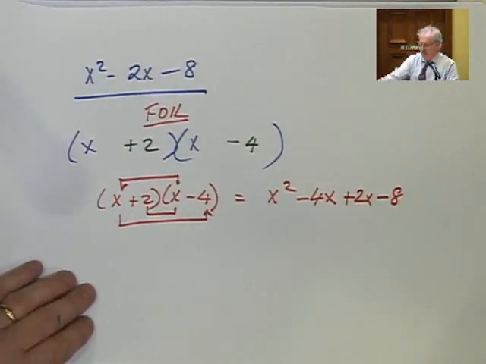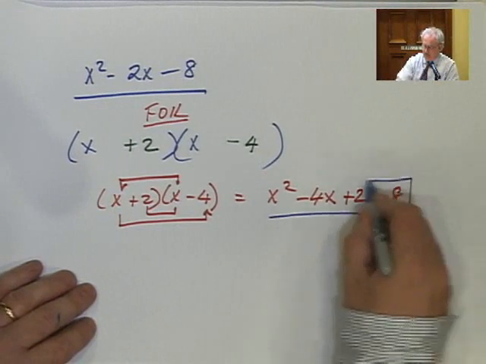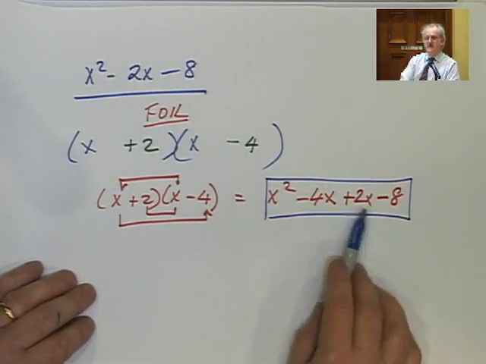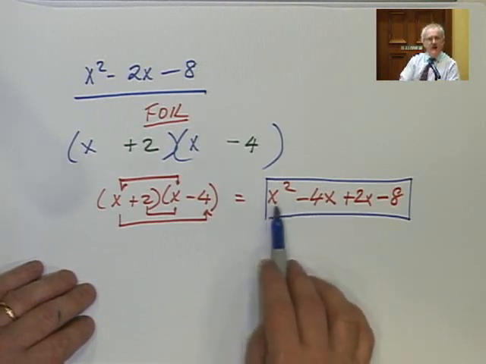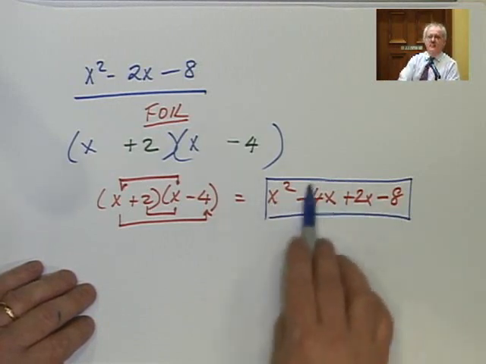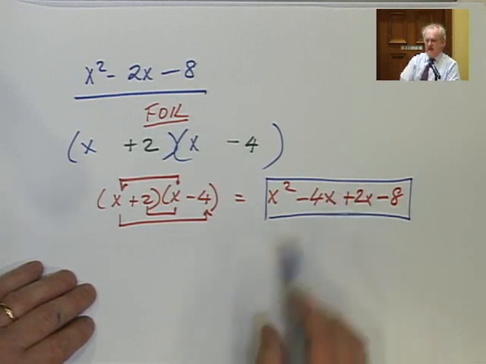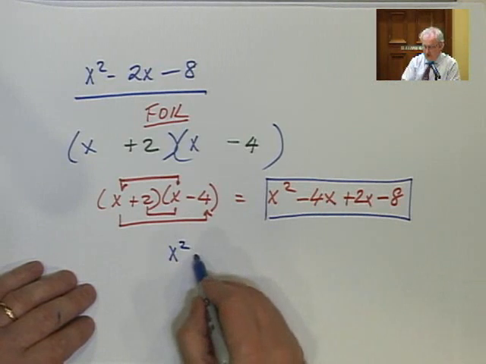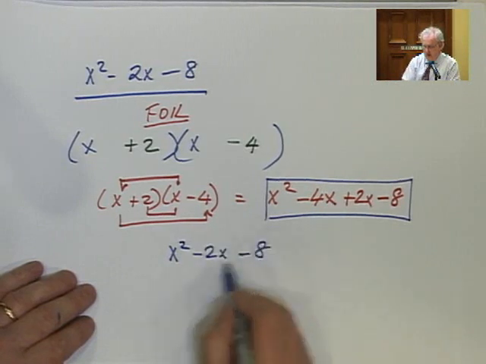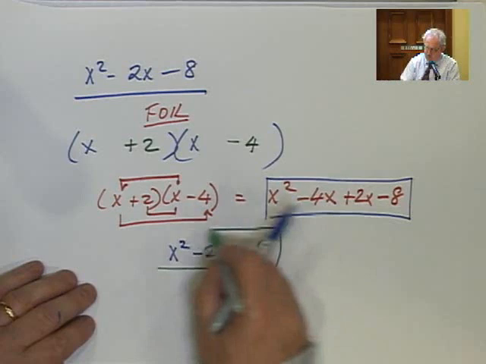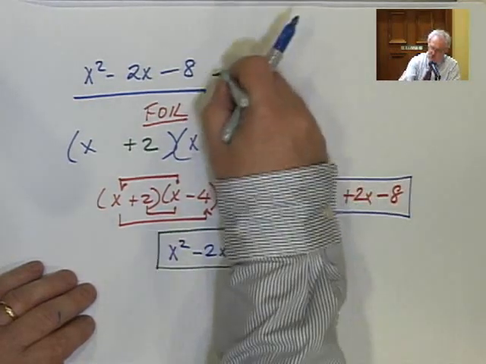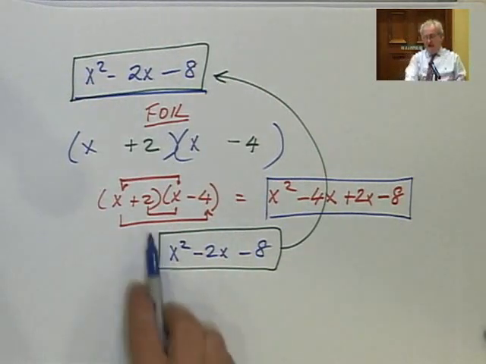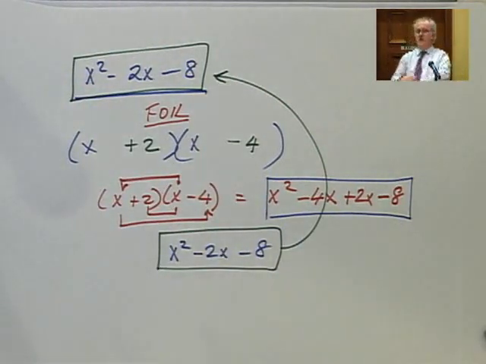So if we look at that, that's our equation. But the 2x and the 4x, they're the same type of thing. They're like bananas, apples, and oranges, but they're all bananas. They're all terms in x. So we can add those up. x squared minus 4 plus 2 gives us minus 2x minus 8. And if we look at that one, and we compare it with the one on top, it's the same. So the factors we got are correct. Is that okay?